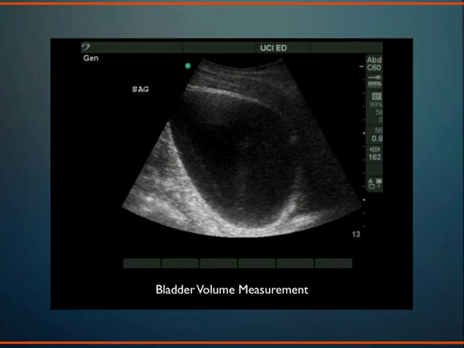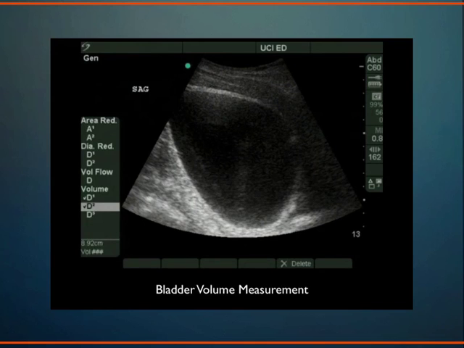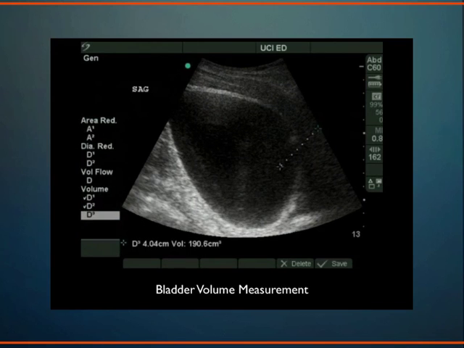And you can enter these into some machines, or you can just multiply these values to each other, and you should estimate the bladder volume that way. Questions about that? This one had like 437 cc's in it. Yes? When would you want to measure the bladder volume? Yeah, like why do you care about measuring the bladder volume?